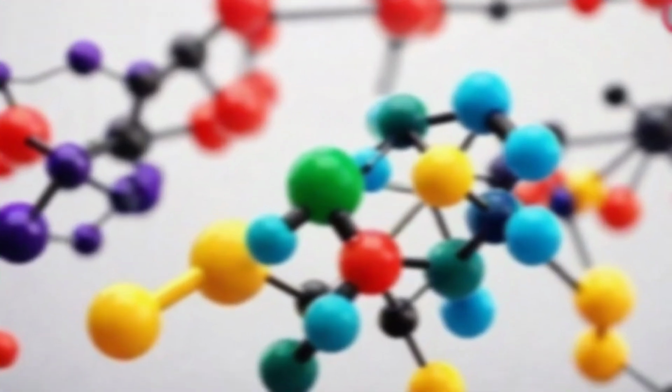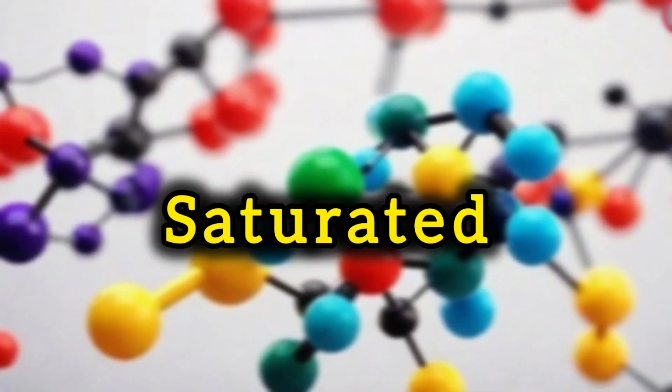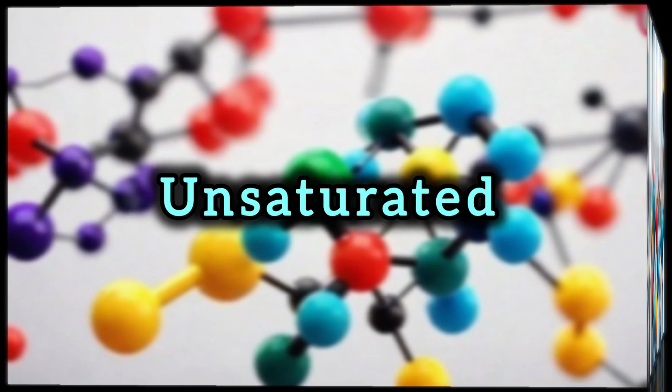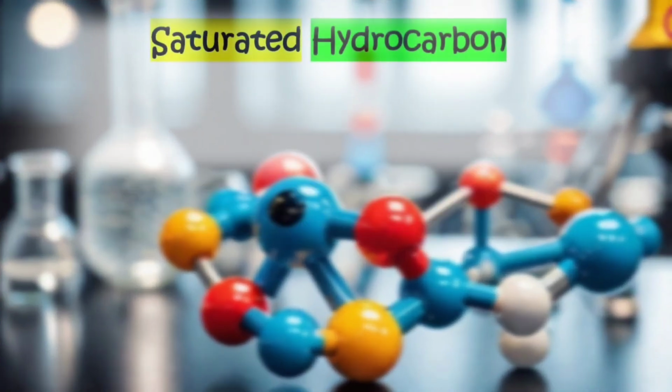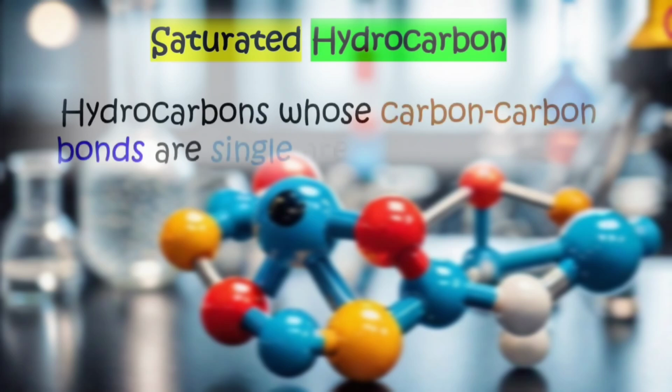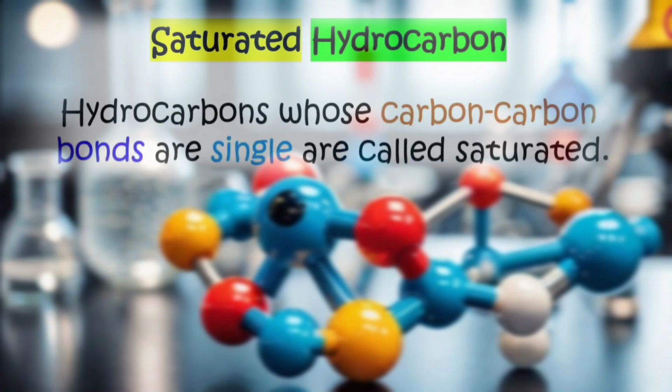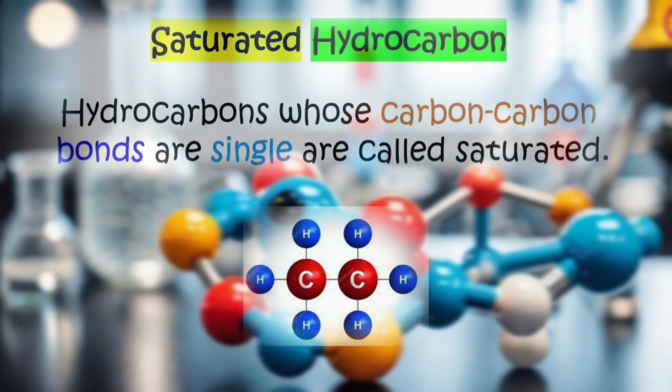The hydrocarbons are further divided into two categories: saturated and unsaturated hydrocarbons. First, let's discuss what the saturated hydrocarbons are. The hydrocarbons whose carbon to carbon bonds are single are called saturated hydrocarbons. In all hydrocarbons, the carbon and hydrogen bonds are always single, but it is the carbon to carbon bond that makes the difference. In the case of saturated hydrocarbons, this carbon to carbon bond is single, and these compounds are called saturated in terms of hydrogen.